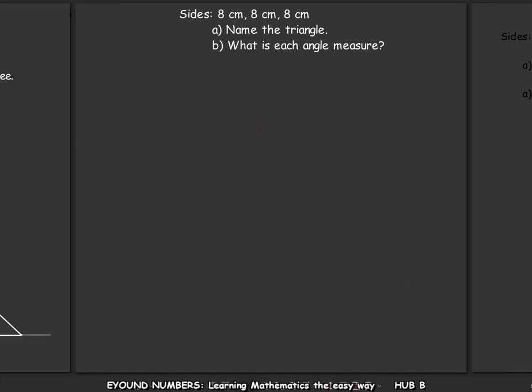Okay, so this second question wants us to construct a triangle with sides 8 centimeters each. And this is actually an equilateral triangle. An equilateral triangle is a triangle whose sides are all the same, right? So just as we did the first one, we first need to get a straight line, right? I'll get my straight line over here.